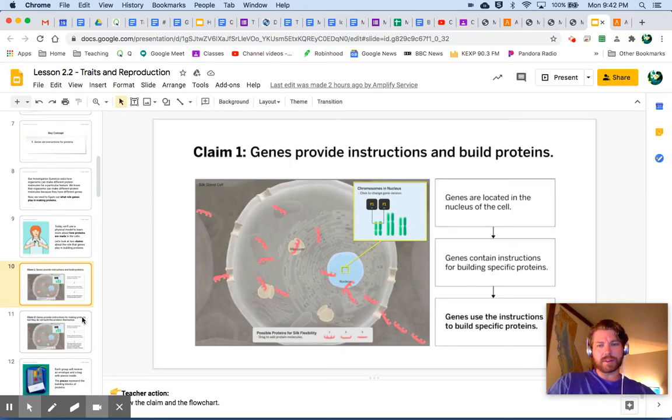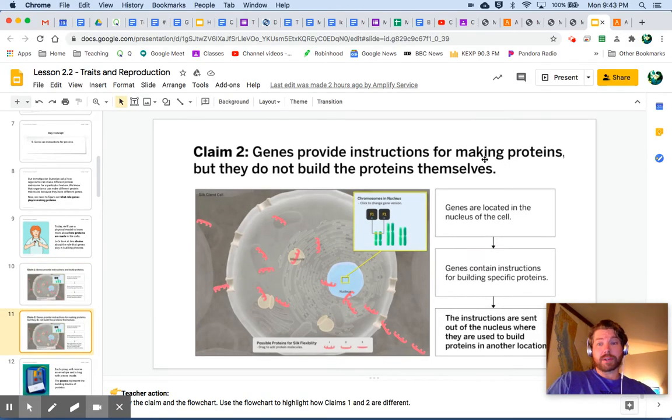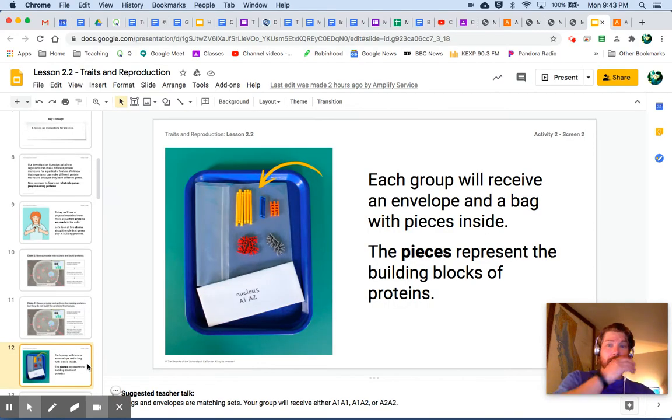Well, here's our other claim. Genes provide the instructions for making proteins, but they do not build the proteins themselves. So the first one is saying that genes have the instructions and genes actually put them together. The second one is saying, no, genes just have the instructions, but someone else puts the proteins together. So here's what we would have been receiving today. You would have received all of those pieces that you see in front of you. And in your nucleus, it would have said A1A1, A1A2, or A2A2. And you would have had instructions inside of the bag.